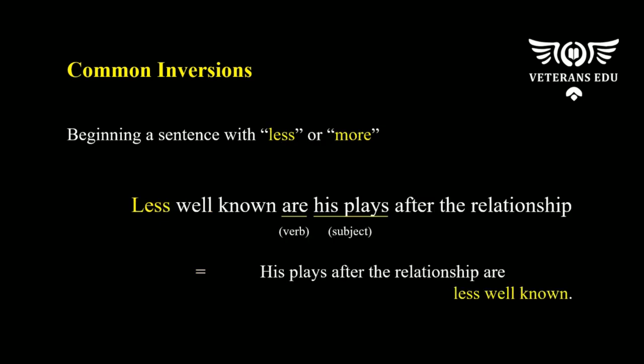Common inversion number 4 is beginning a sentence with words like less or more. A sentence like, less well known is his place after the relationship, is just another way of writing his place after the relationship is less well known, with added emphasis.